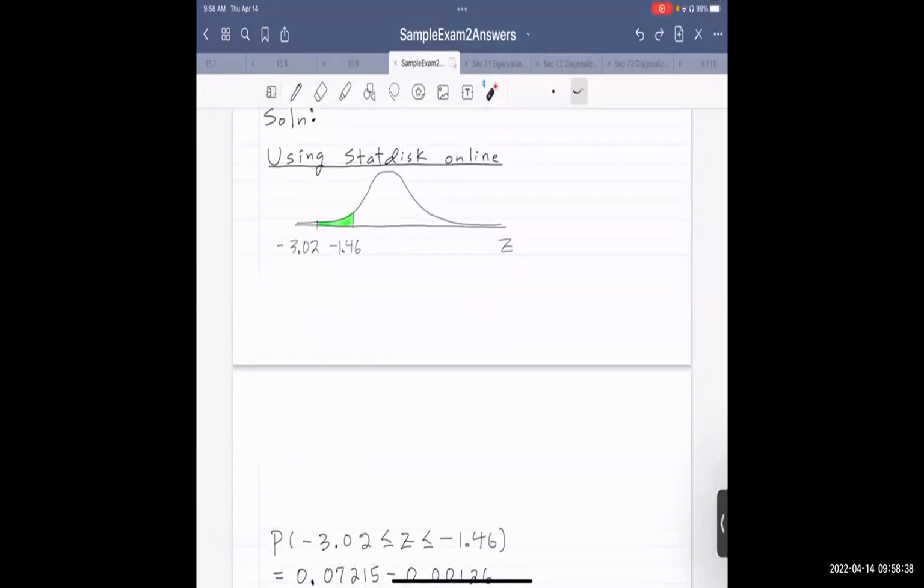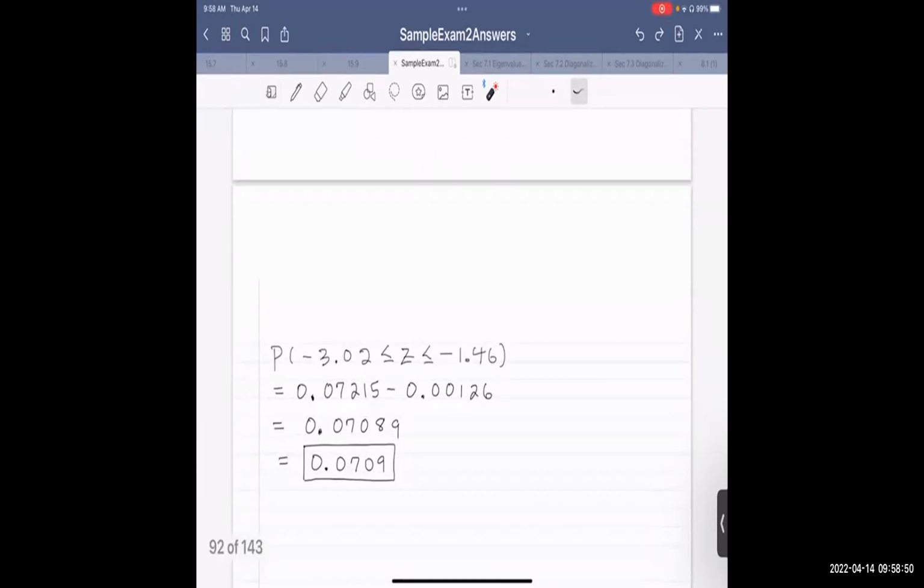Let me do that. We want to find this area, the probability that Z is between negative 3.02 and negative 1.46. For StatDisk, I'm actually going to have to write these values down. I'm going to have to do this twice using StatDisk, and in between each of them, I'll have to write the values down. So let's do it for negative 1.46.